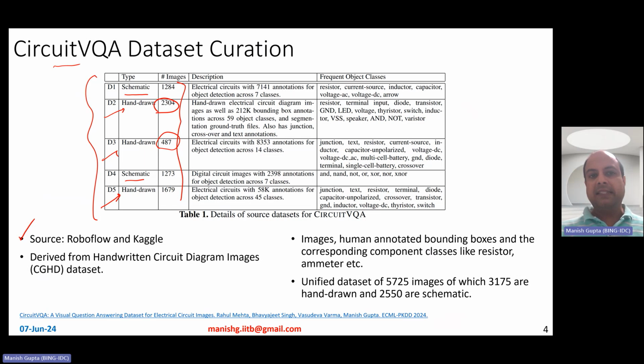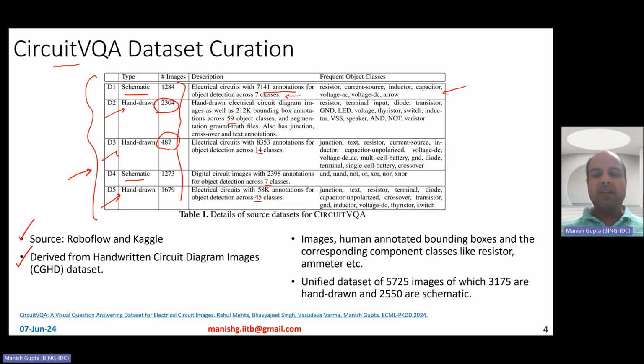Okay. These data sets basically have images, and they also have annotations for various objects, various components in these images. For example, the components labeled in this data set: 7, 59 here, 14 there, 7 there, and 45 there. So what kind of components? Well, these kinds of components: resistor, current source, inductor, capacitor, the kind of electrical components that you can expect in these images. They're labeled in these data sets. Okay. So all these 5 actually are derived from a central data set called the handwritten circuit diagram images data set. And then there are these variants.